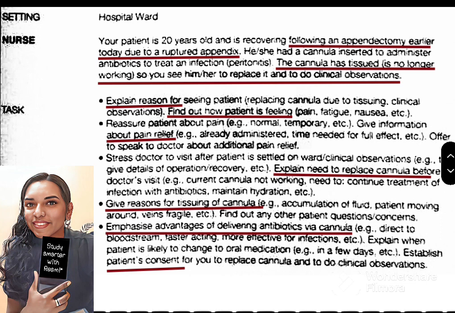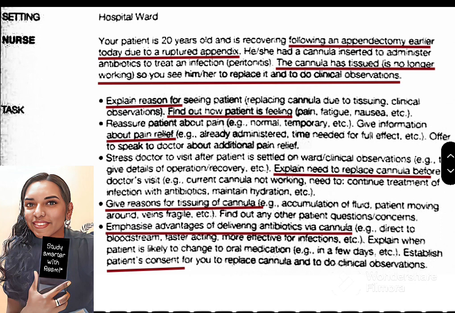Explain reason for seeing patient. That means it's like a new scenario. You are entering the room and greeting the patient, and you have to self-introduce and start the conversation. So what is the thing you have to explain? Replacing cannula due to tissue, clinical observation. Find out how patient is feeling about pain, fatigue, nausea. So they have given two subtasks.